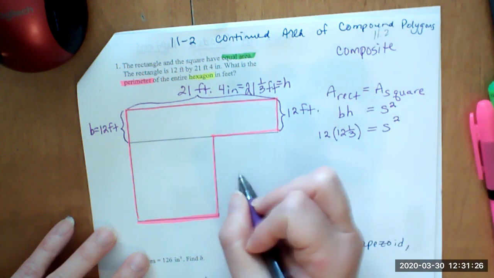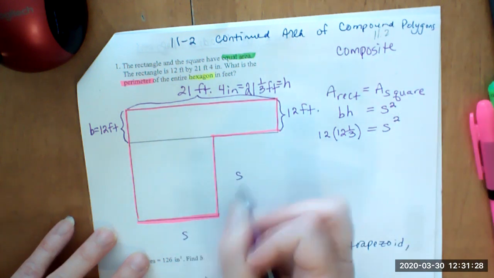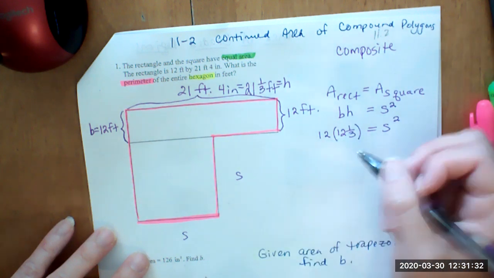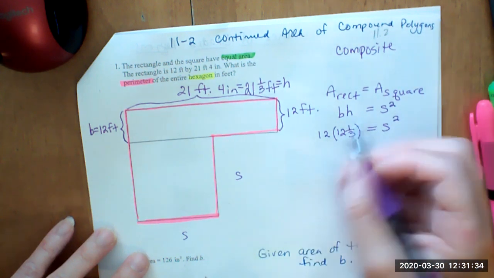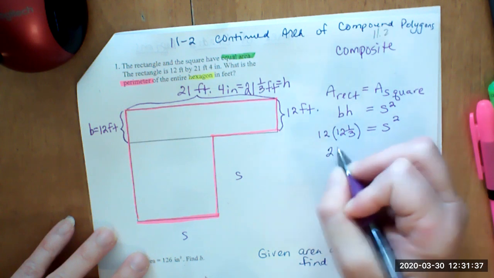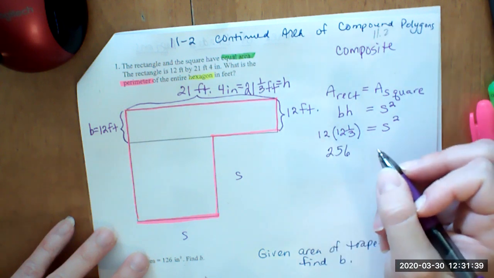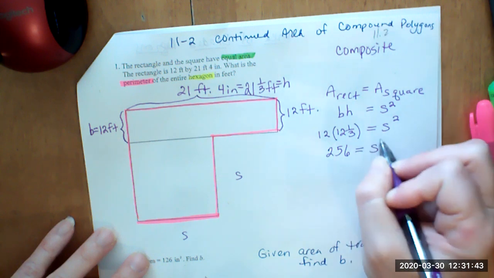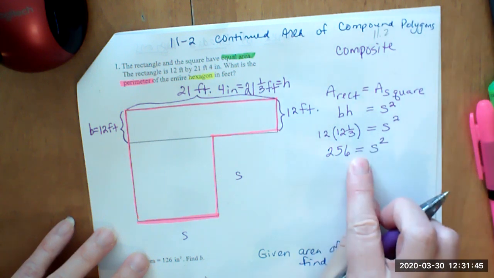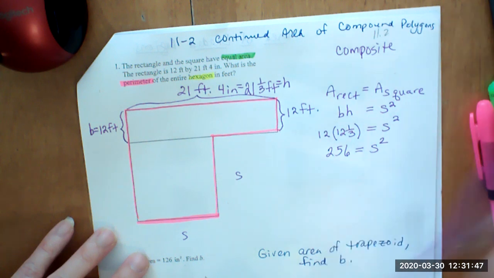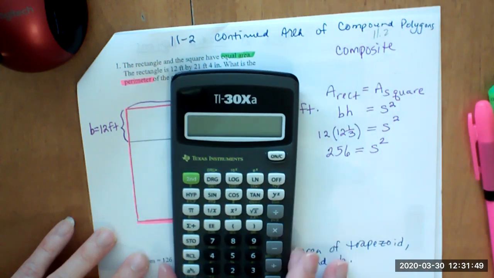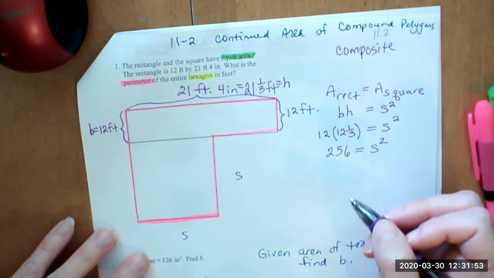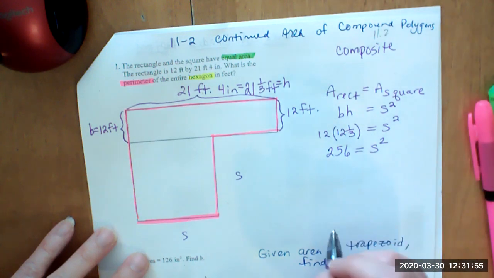So I can call this side, side times side, is going to be side squared. So if I multiply 21 and a third times 12, and I've already done this ahead of time, it comes out perfectly as 256. That's going to equal side squared. Now, of course, when I do this, you do verify. Have your calculator available. See, I've got mine available here. Have your calculator available and verify your calculations to make sure you can get the same results as I did.